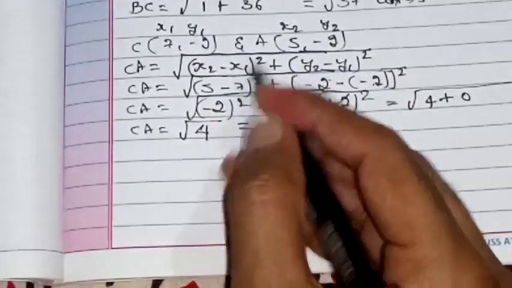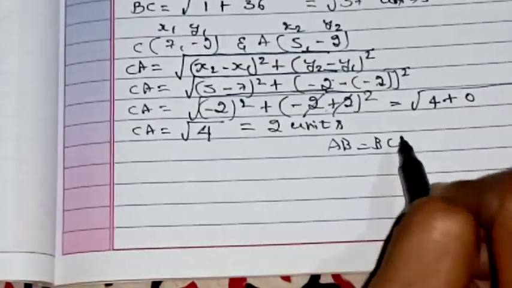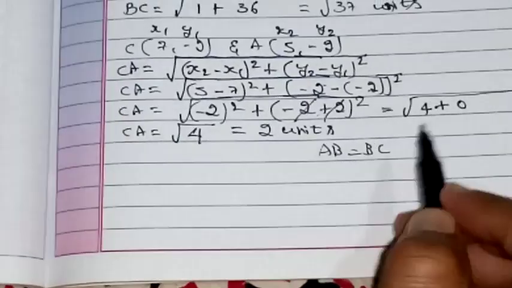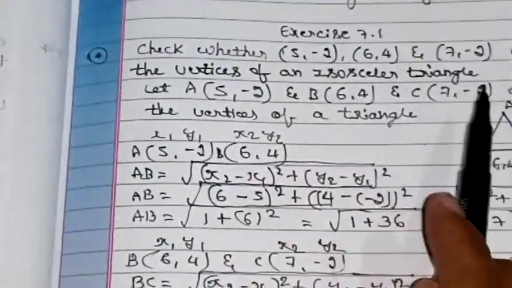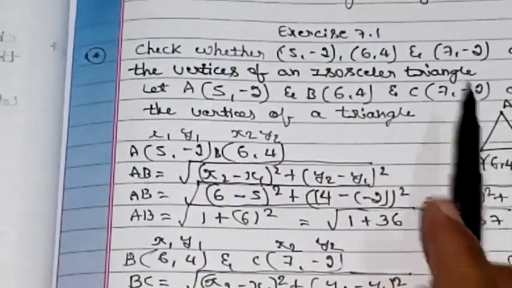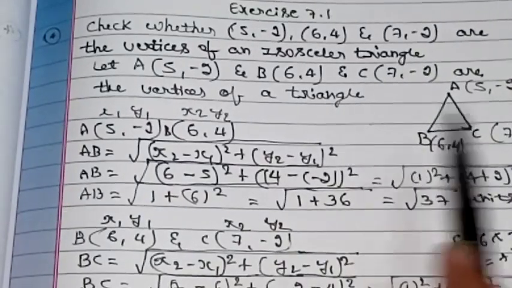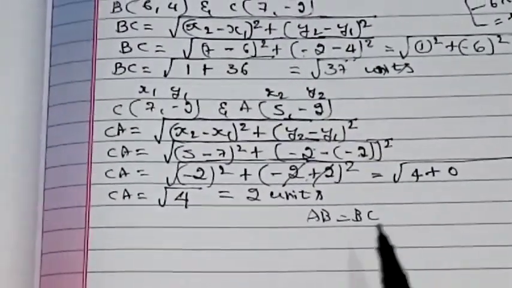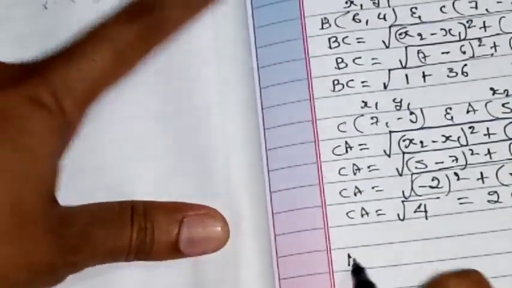So therefore, AB is equal to BC. AB is root 37 units and BC is also root 37 units. So directly we can say the given coordinate points are the vertices of an isosceles triangle, because if you want to say the given triangle is an isosceles triangle, two sides should be equal. Here we got two sides with the same value, root 37 units, so we can directly say this. So I can write like this.